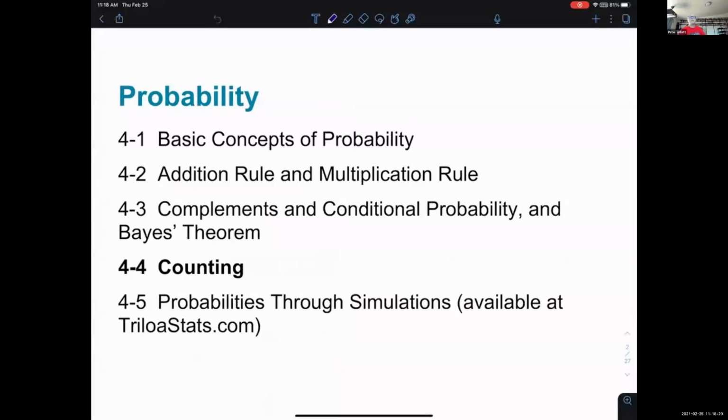And so this chapter about probability, the first three sections, which we introduced previously, talked about basic concepts of probability, some manipulative facts about calculating probabilities, the addition and multiplication rules, complements, conditional probabilities, things like that. And so today, our final section that we're going to cover is on counting techniques. 4.4 is about counting.